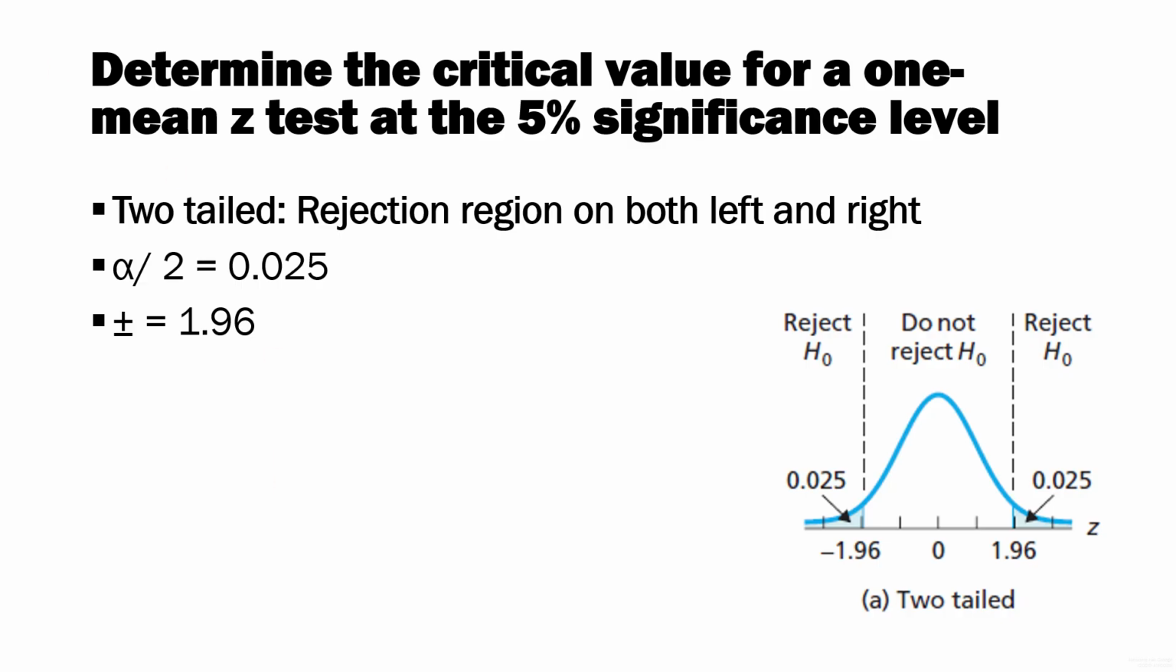Okay, and just some practice here. Determine the critical value for a 1 mean Z test at the 5% significance level. And if it's two-tailed, then we're going to do alpha divided by 2. So 0.05 divided by 2 is equal to 0.025. Then we can do 1 minus 0.025, look in the body of the table, and we will get plus or minus 1.96.